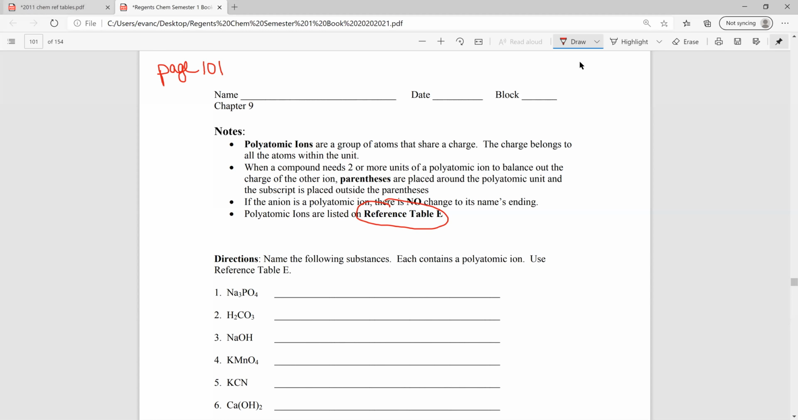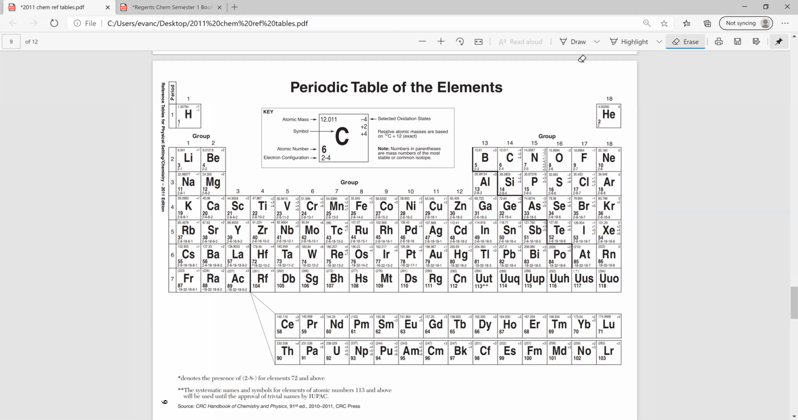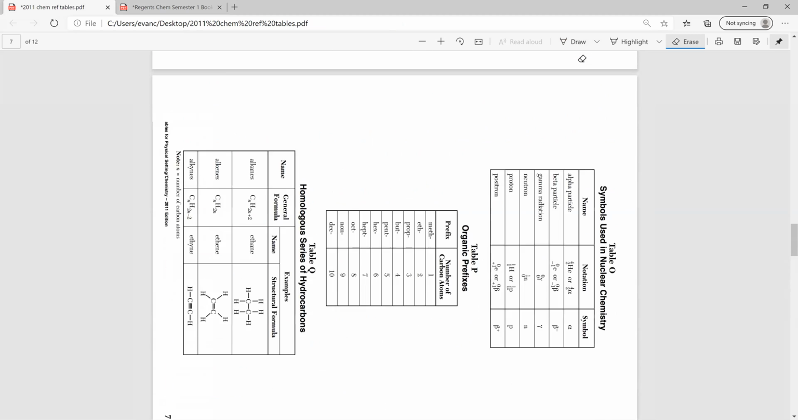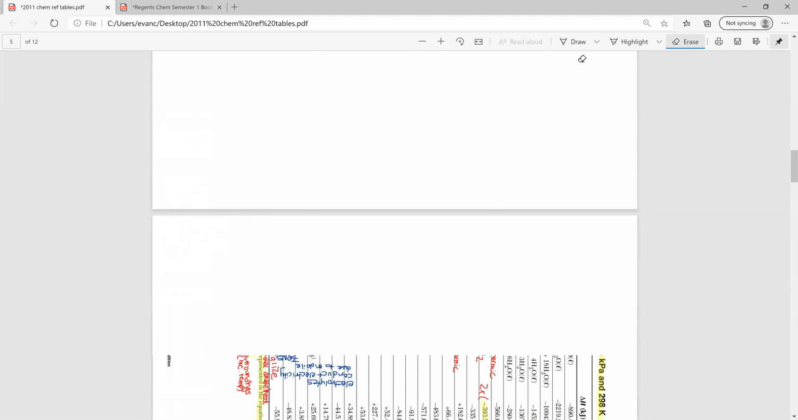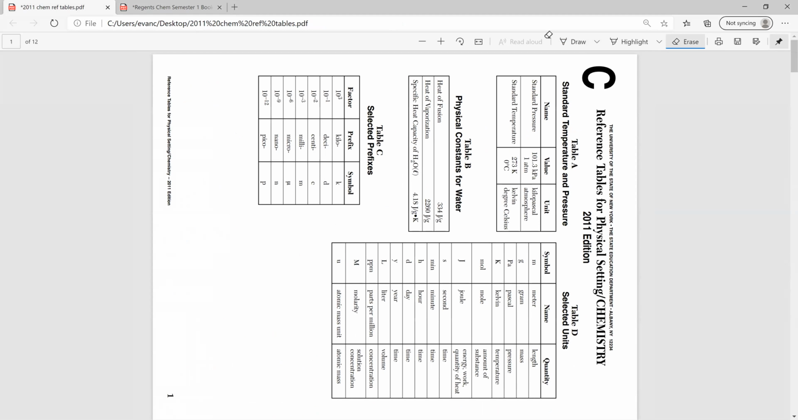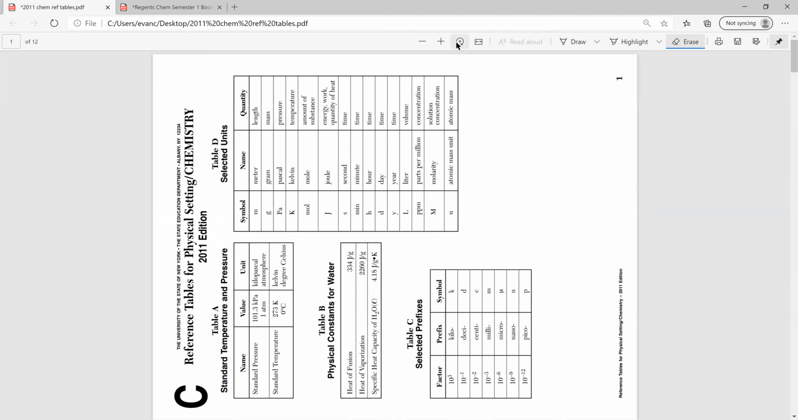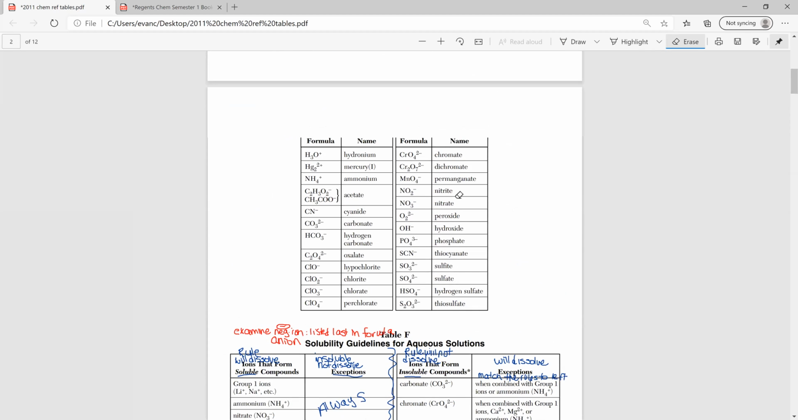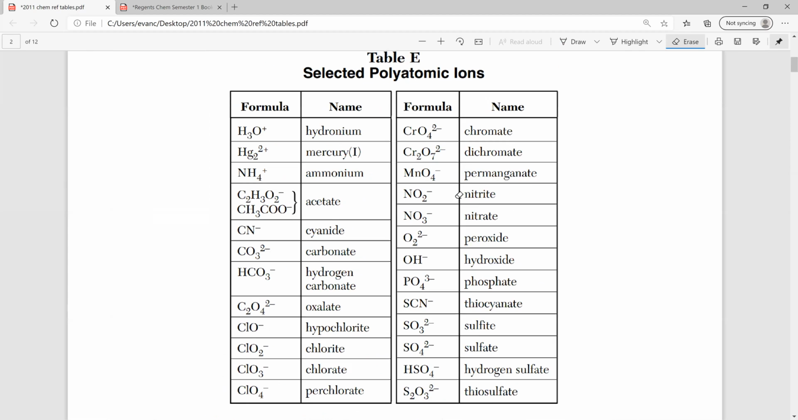And I'm just going to go over to our reference tables really quick. And let's go to table E. I think I'm going to have to rotate. Yes, I will have to rotate. Hold on. A couple of rotates. Sorry, don't mean to make you dizzy. All right, so here we have table E.